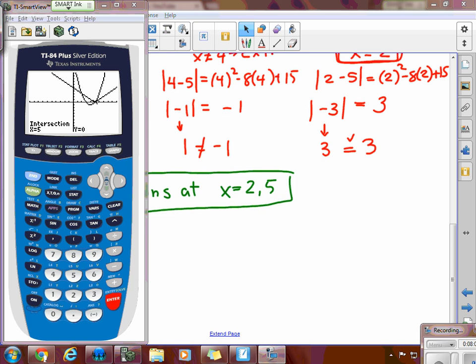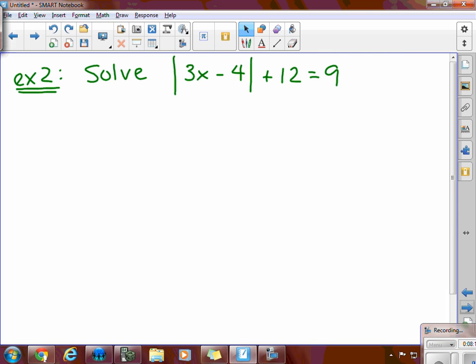So now we're going to do one last example here to show one other kind of situation we can run into when solving an absolute value equation. And this is the equation here. Solve the absolute value of 3x minus 4 plus 12 equals 9. So let's go through and solve this algebraically. Then we'll take again a look at it graphically and see what we see.